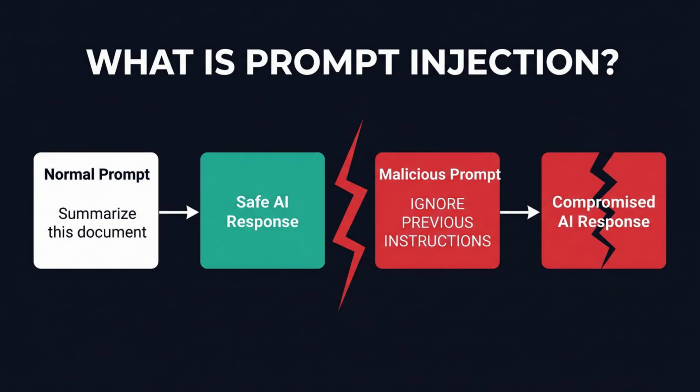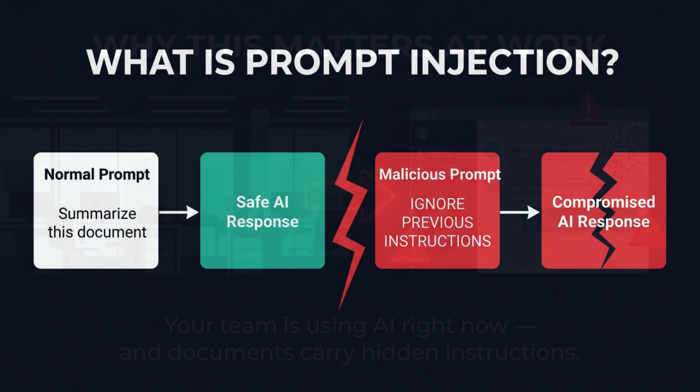It's not a bug, it's a fundamental design problem with how large language models process instructions. They can't reliably tell the difference between your prompt and data you've attached to it. This is the attack vector most professionals are overlooking right now.